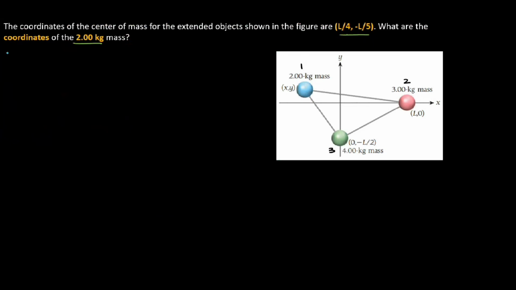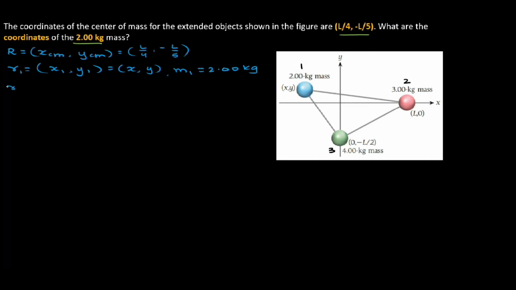We have the position of center of mass. I will call it R, which will be XCM and YCM, and that is L by 4 and negative L by 5. Then we have object 1. Position of object 1 will be x1, y1, which we need to find, and we call them x comma y. That is given to you in the figure. And object 1 has a mass m1 of 2 kilogram.